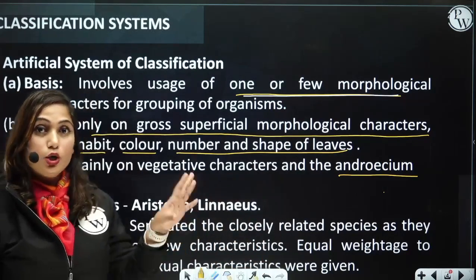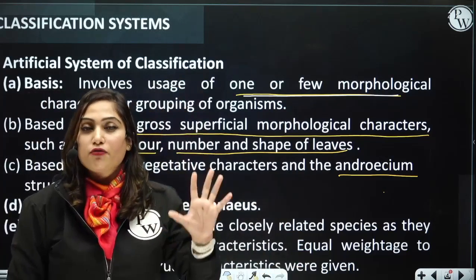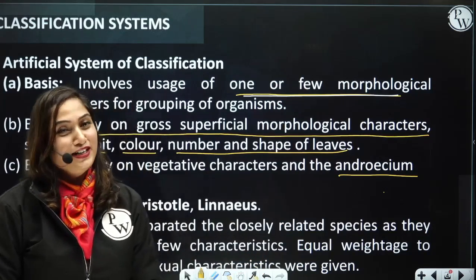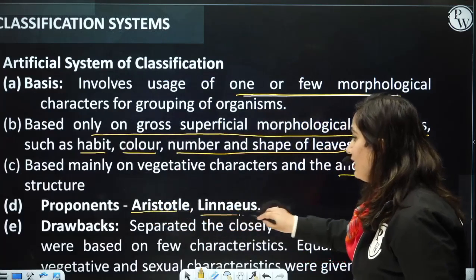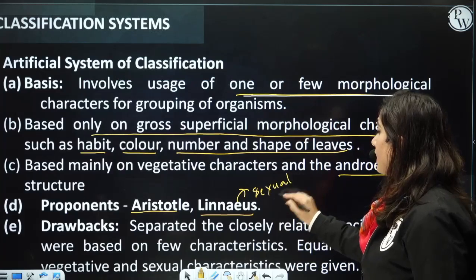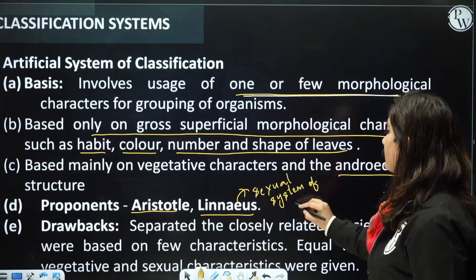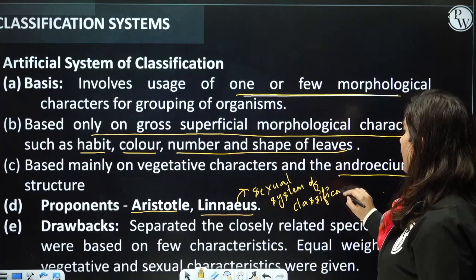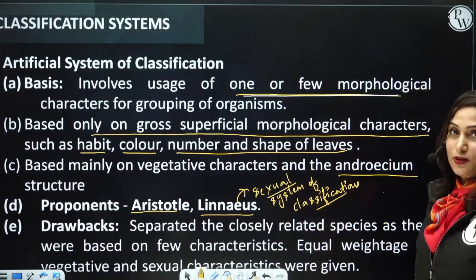So this system used both vegetative and reproductive characters, the morphology of both, to divide the plants into different groups. And who were the scientists who used to follow this? Aristotle and Linnaeus. Linnaeus' system of classification is also called the sexual system of classification because he divided the plants into various categories based on the androecium characters. That is why his system is also called the sexual system of classification.